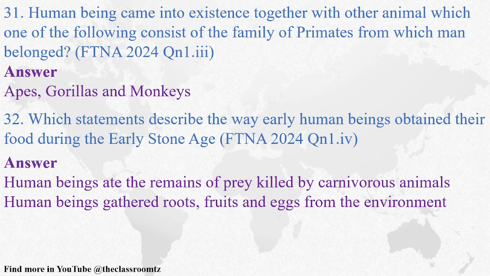So man got food from the remains of prey killed by others. For example, maybe a lion killed an antelope. After it ate, man collected the remains. Or otherwise, man gathered fruits, roots, and eggs from the forest.